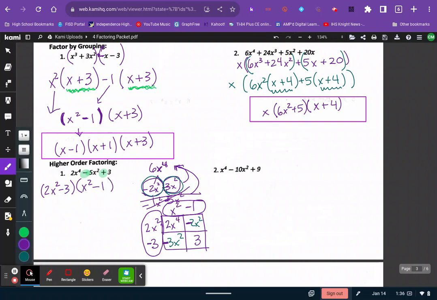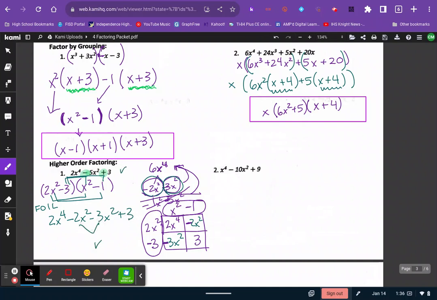All right, now I'm going to FOIL just to do a check. So 2x to the 4th minus 2x squared minus 3x squared. That's going to be plus 3. Okay, so once I add this, so yes, so far so good. I'm in a good spot. Let's get rid of all this and go back because yes, we are in a good spot.